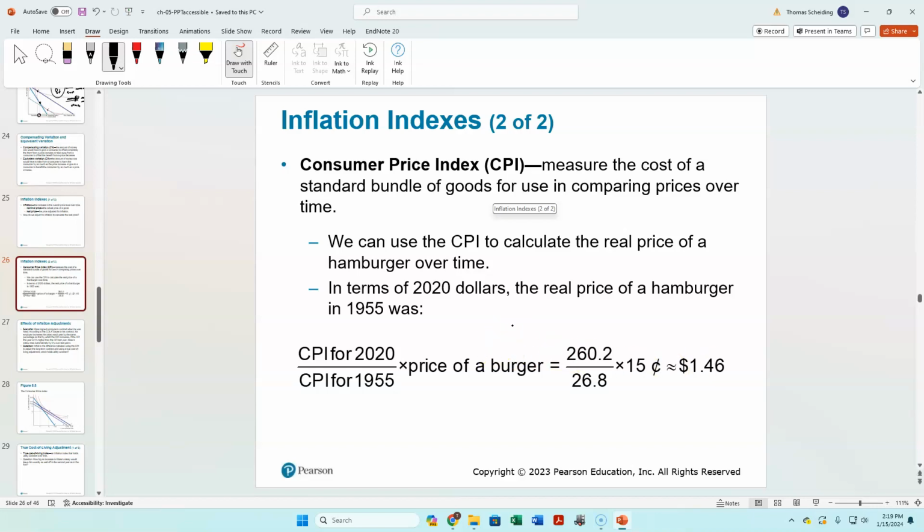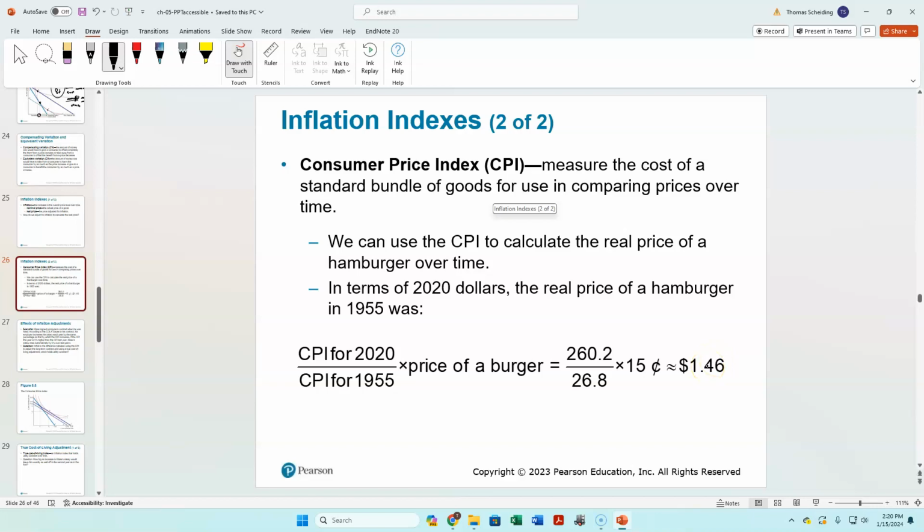This math would become useful if you were listening to your grandparents talking about how gas used to cost this amount of money, candy used to cost this amount of money. Then you could calculate this for them and say, that's fine that it used to cost 15 cents, but the value of it today would be this much higher amount.